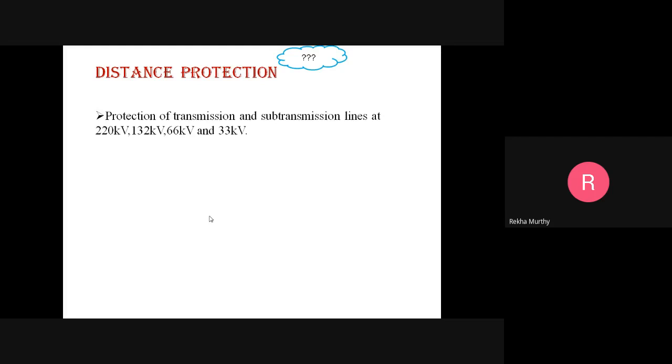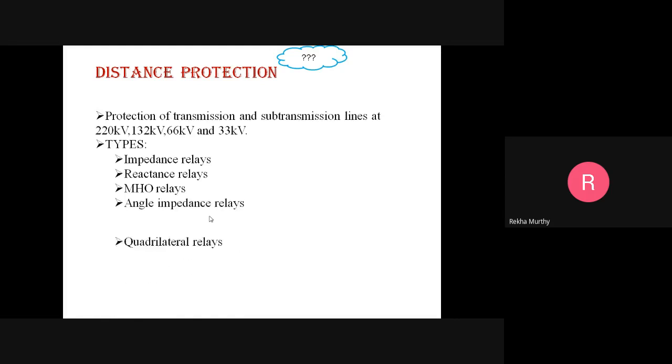Now let us see the different types of distance protection: the impedance relay, reactance relay, Mho relay, angle impedance relay, quadrilateral relay, and elliptical and other conic section relays. Now let us go through them one by one. The first one is the impedance relay.